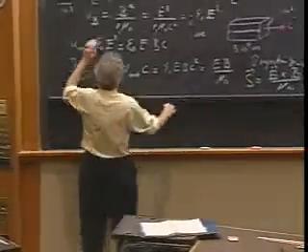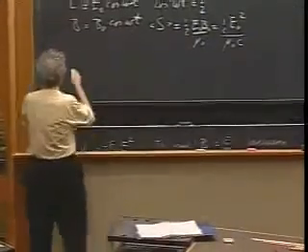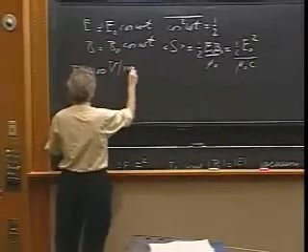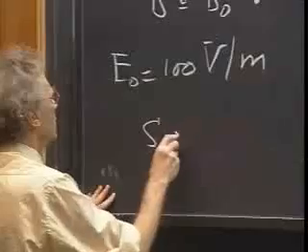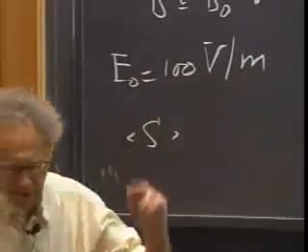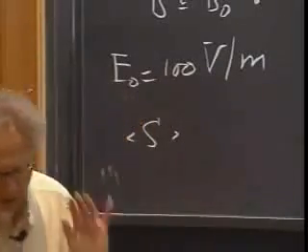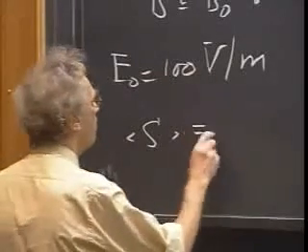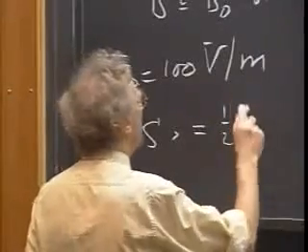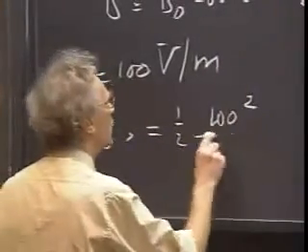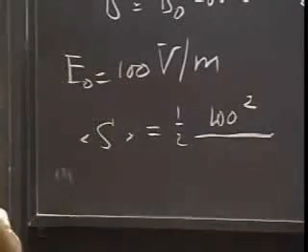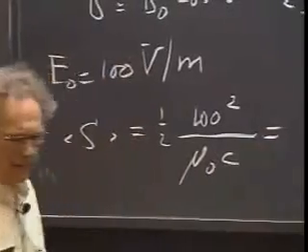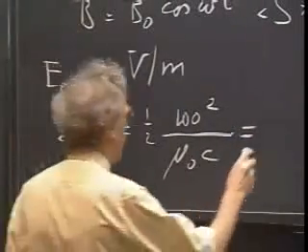So let's take an example. Suppose we have an electromagnetic wave whereby E0 were 100 volts per meter. Then I can calculate, and it is a traveling electromagnetic wave, what the average value of the Poynting vector is. So that would become 1/2 times 100 squared divided by mu 0 times c. And if you do your homework on that, you will find that it is 13 watts per square meter.